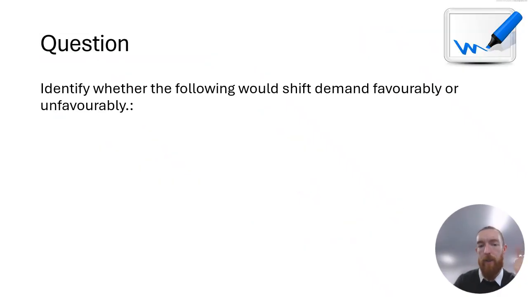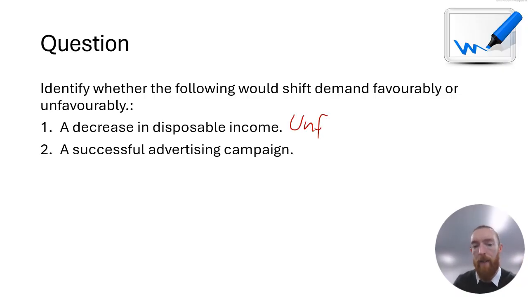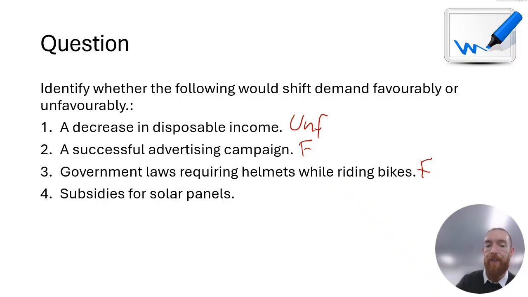So if we had to identify which of the following would shift demand favorably or unfavorably, if we had a decrease in disposable income, that would be unfavorable. If we had a successful advertising campaign, that would be favorable. People would want more of that product. If government laws required helmets while riding bikes, well, now people are going to demand it at the same price, but there'll be more demand overall, so that's favorable. If there are subsidies for solar panels, that's going to be favorable because we're going to have them be cheaper. We're going to demand more of them.